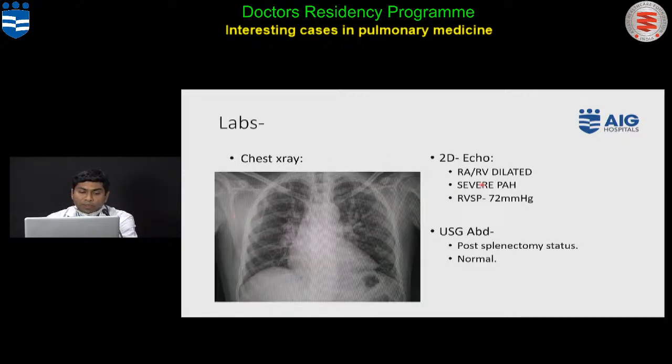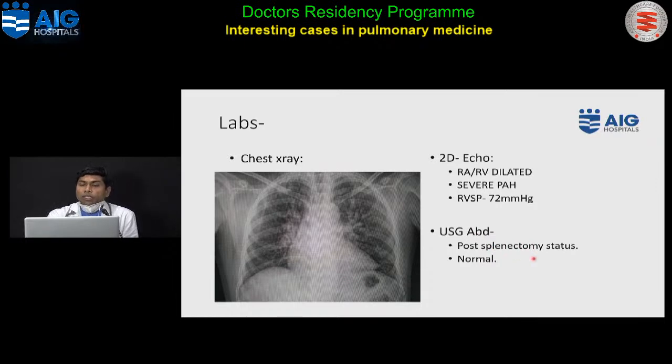This was the X-ray, and these were the 2D echo findings. You can see that there is cardiomegaly in the X-ray, and the pulmonary arteries are prominent. This is the right descending artery which is prominent, and on the left side also you can see prominent pulmonary arteries. On 2D echo, RA and RV were dilated. There was severe pulmonary artery hypertension, with an RV systolic pressure of 72 mm Hg. Ultrasound abdomen showed a post-splenectomy status, with no new findings.